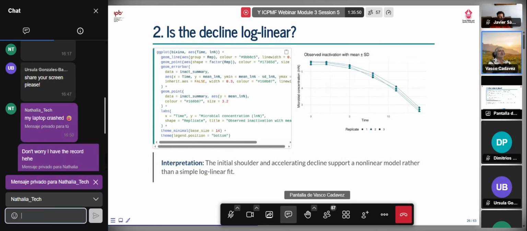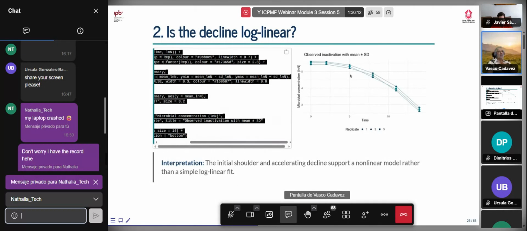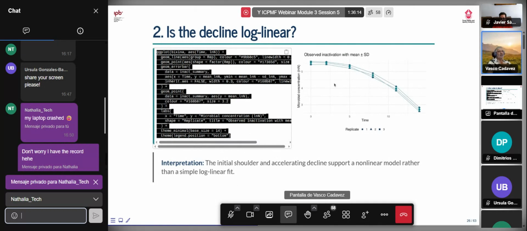Okay, now we want to see how the microbes evolve along time, and the best way is to plot it. So you can come here, and this ggplot code will give you this nice curve. So you can see that we have a decline along time. So we have space to model inactivation.